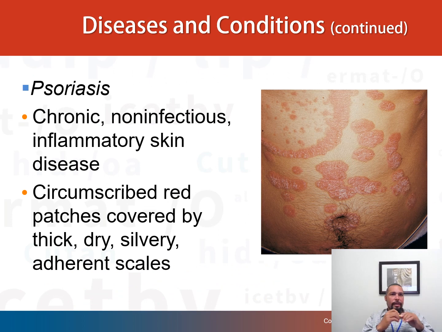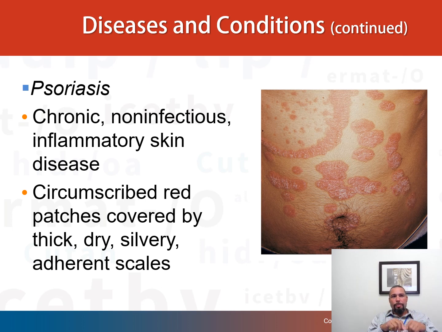All right, let's talk about psoriasis. This is a chronic, non-infectious inflammation of the skin. It's a disease circumscribed as red patches covered by thick, dry, silvery adherent scales. A lot of people that have psoriasis feel very self-conscious about it. Just know that this is not infectious. You could touch it. It's not going to get on you for touching it.